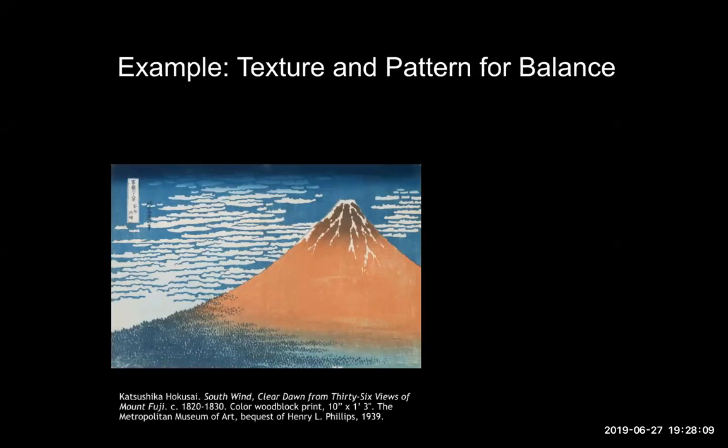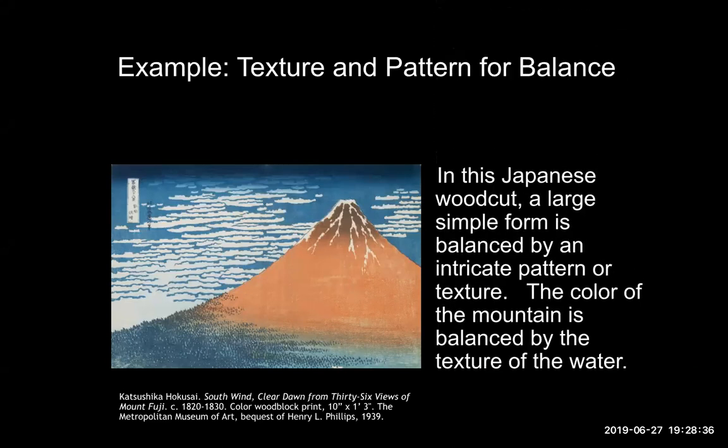Here's an example of an artist. This is a print. You've probably seen this by a Japanese artist. And here we have this large mountain on the right, dominating the right side, but it's really nicely balanced by that pattern of clouds over to the left, along with the pattern that suggests trees on the right. And the color of the mountain is balanced by the texture of the water, which I didn't see as water. I saw it more as trees, but anyway, it's balanced by the texture.